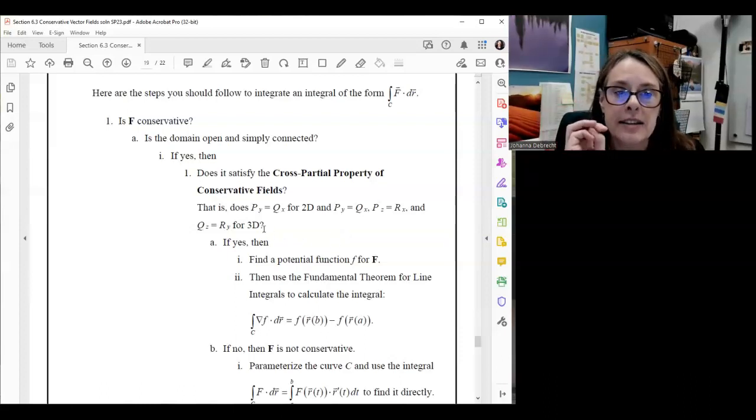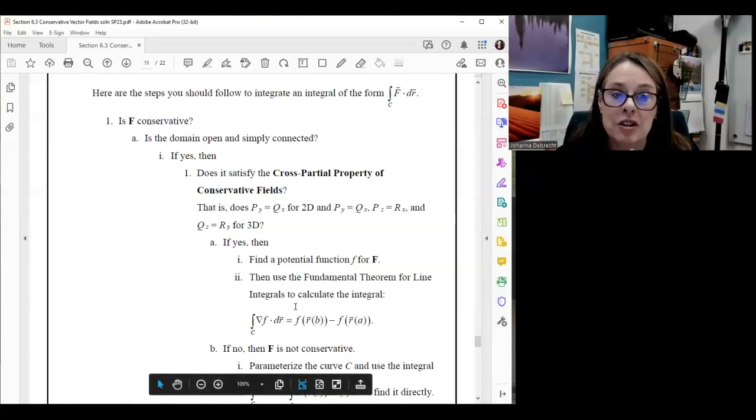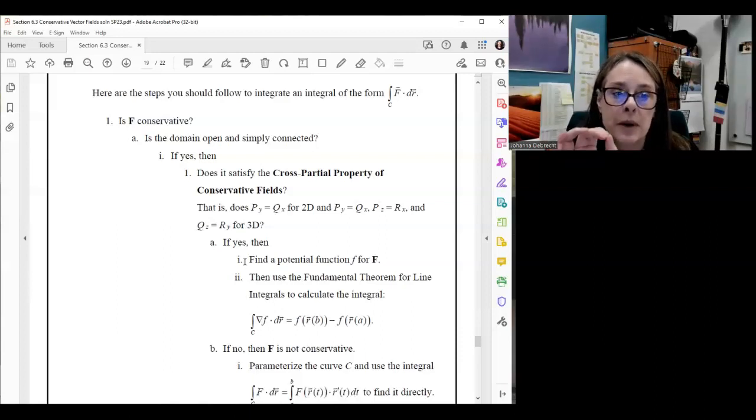If the answer is yes, it does meet the cross partial, it is conservative, then we go look for a potential function using the methods that we've already talked about. Once we find the potential function and we have a parameterization for that curve, then we don't actually have to do the vector line integral. We just use the fundamental theorem for line integrals in order to evaluate. But remember, this fundamental theorem of line integrals only applies to conservative vector fields. So we have to prove it's conservative first, all right?